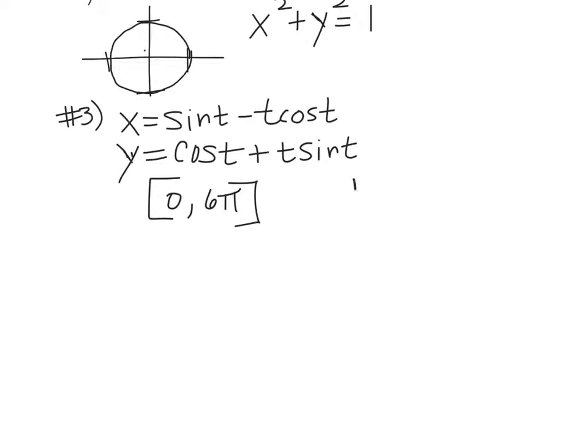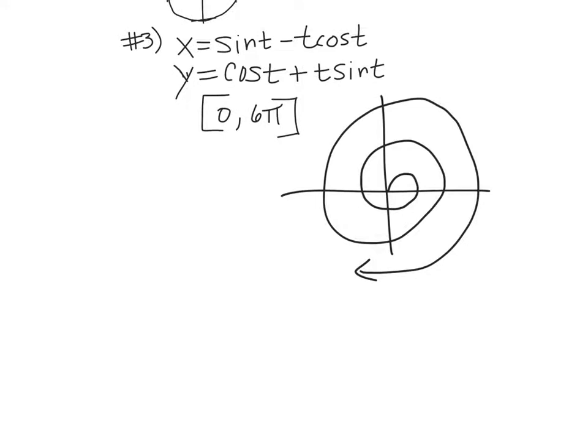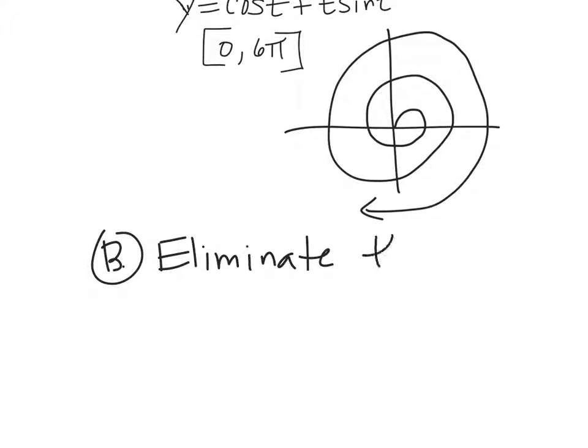Okay, so parametrics allow us to graph all kinds of interesting things like spirals and stuff. So it actually stops somewhere. I don't know where it stops, but I'm just going to draw an arrow. All right, now let's go to part B. Part B is going to show us how to eliminate the parameter. Sounds fancy.